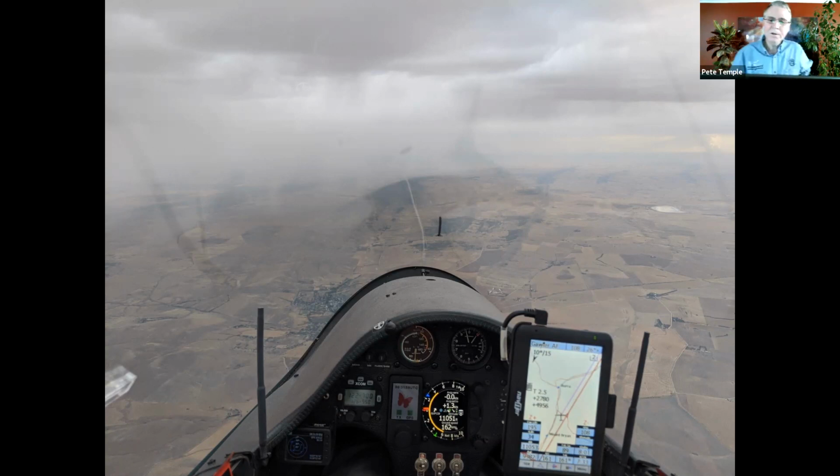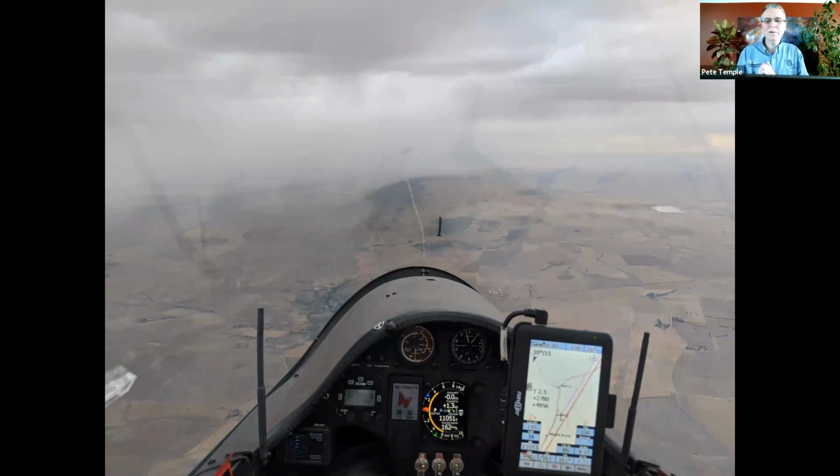The other thing you'll see on here is the antenna on the left and the right here. And that's kind of where I'll finish up with this in terms of talking about the technology of the tracking system, which is based on something called FLARM.